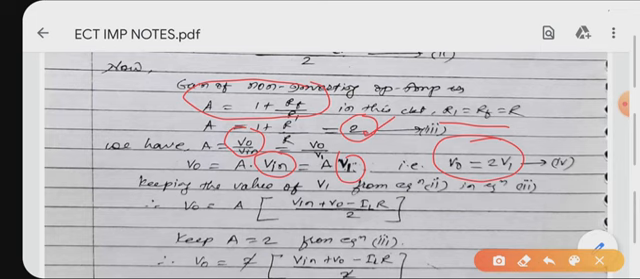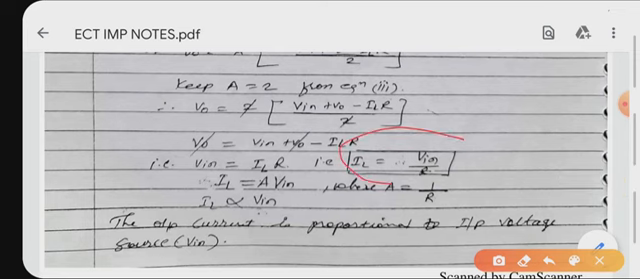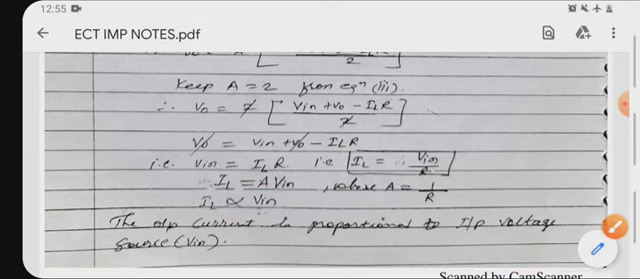Keeping this value of V1 from equation 2 in equation 3, so here you will get VO equal to A into this bracket, this is nothing but V1. Okay, so V1 from equation number 2. Keeping the value of A equal to 2, the 2 gets cancelled, and finally you will get IL equal to V in by R. As 1 by R is constant, you will get IL proportional to V in. Output current is proportional to the input voltage. That's why it is called a V to I converter.